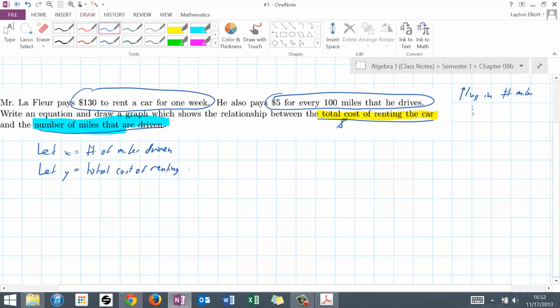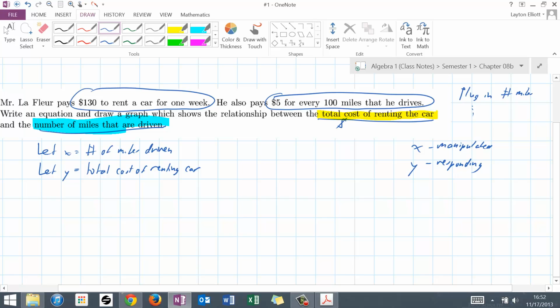Now I'm doing this, and again, you could do this with x and y reversed, but it's a far better one if we figure out number of miles driven is what we don't know, what we want to plug in, and then total cost of renting the car is what we want to get out. Again, I'm going to make the x be the manipulated and the y be the responding. So what am I changing and what's responding because of it? Cost typically responds because of it.